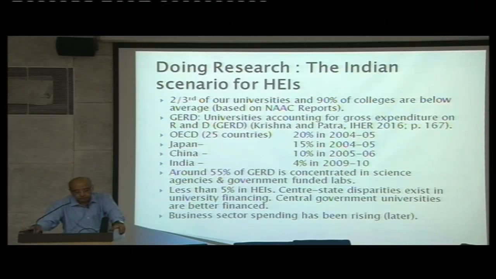And so 55% of total expenditure is for the science agencies and the government-funded labs. But when you're looking at the overall higher education system in India, we have to understand that the center-state disparities in funding university education are pretty huge. The centrally funded universities are pretty well off, but the state universities are finding it very difficult under the fiscal regime, which believes in restriction of fiscal deficit in terms of the GDP.